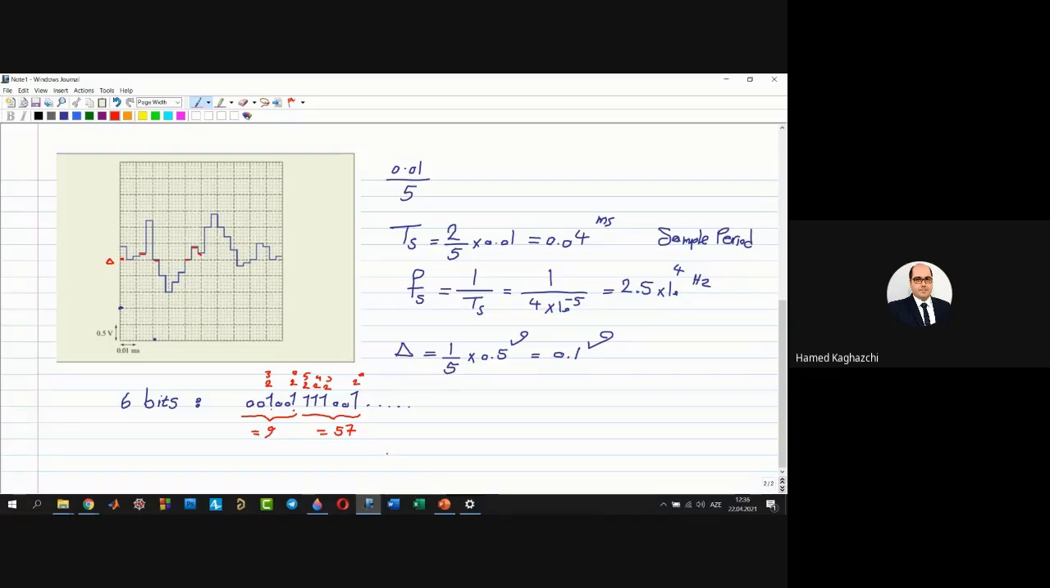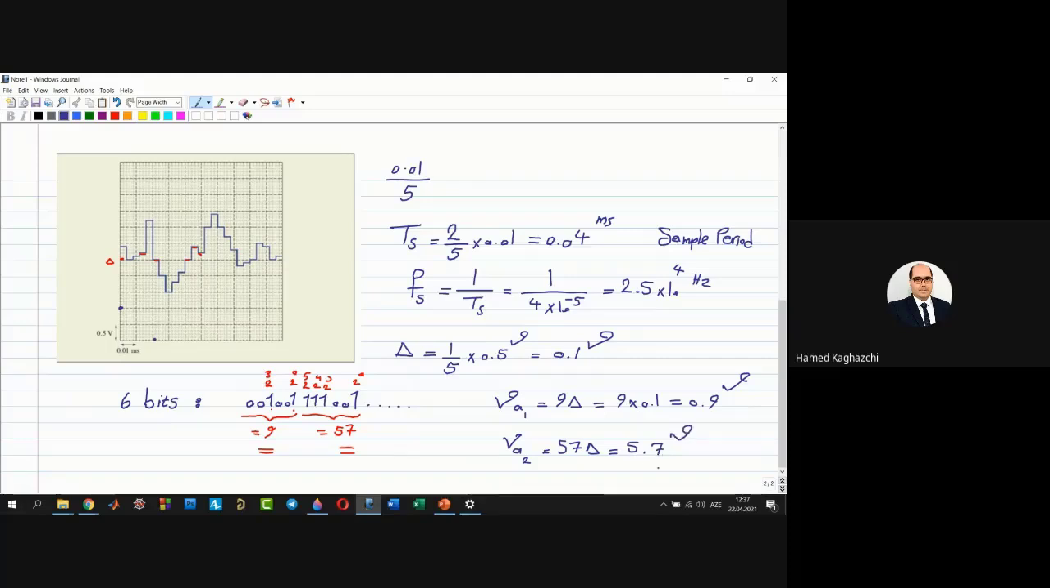Now, this is the time for finding the analog value of each section. If I multiply this value, I say VA1, for example, is 9 delta, 9 times 0.1. It means 0.9 volts. VA2 is 57 delta.